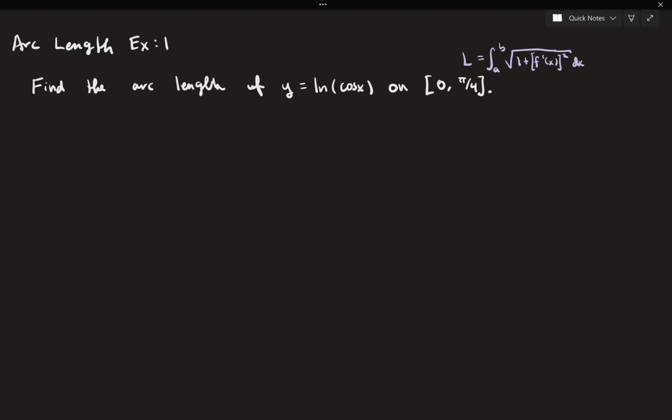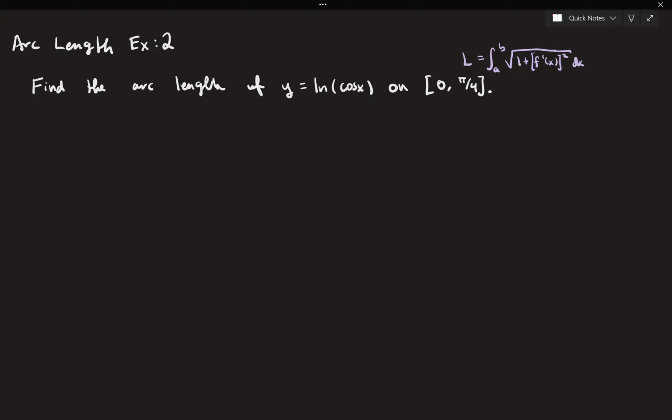All right, here's example 2. I should have changed that for arc length. So we want to find the arc length of ln of cosine x on this interval. As always, pause the video, try it out first.